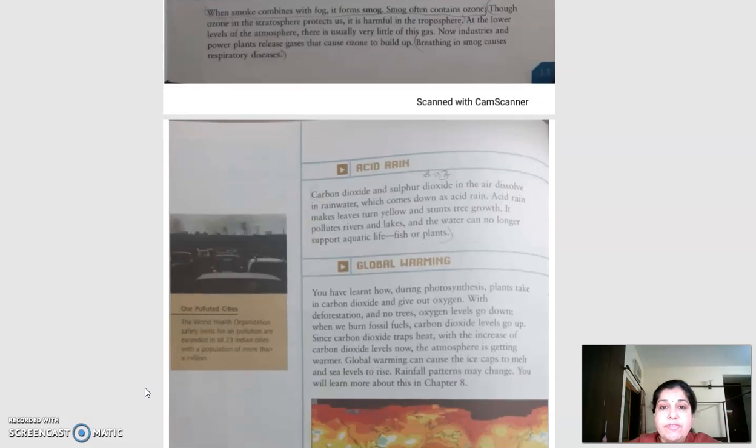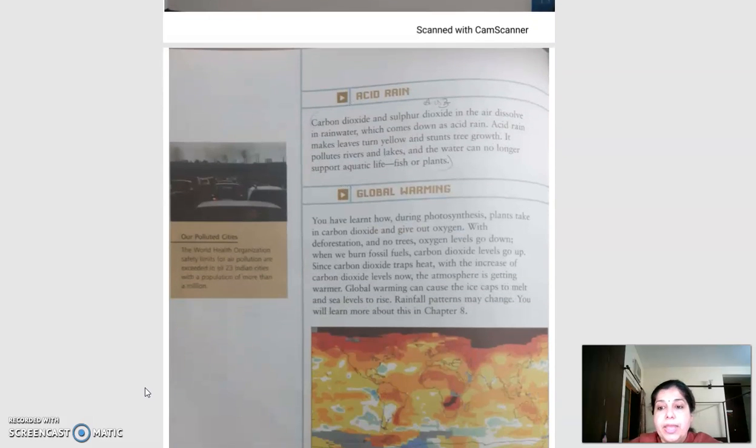The next harmful effect is acid rain. The carbon dioxide and the sulfur dioxide in the air dissolve in rainwater when rainfall occurs, and this rain is harmful for the plants. It stunts tree growth, that is, it does not allow the trees to grow very well, and the leaves of the plants become yellow in color. The aquatic life also gets disturbed and destroyed because of this acid rain.